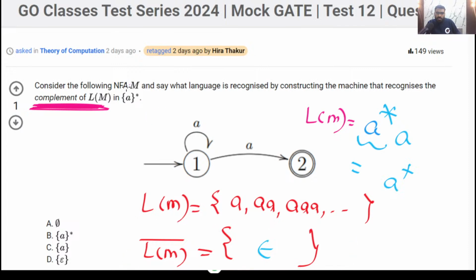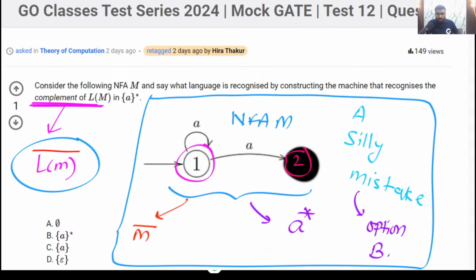Correct. Because the question already says that your sigma star is A star. So you can easily see that the only string which does not belong to the language is the empty string. Okay, is this clear? Chinte Beda, is your doubt clear? Let me know. Okay, so let's move on now.